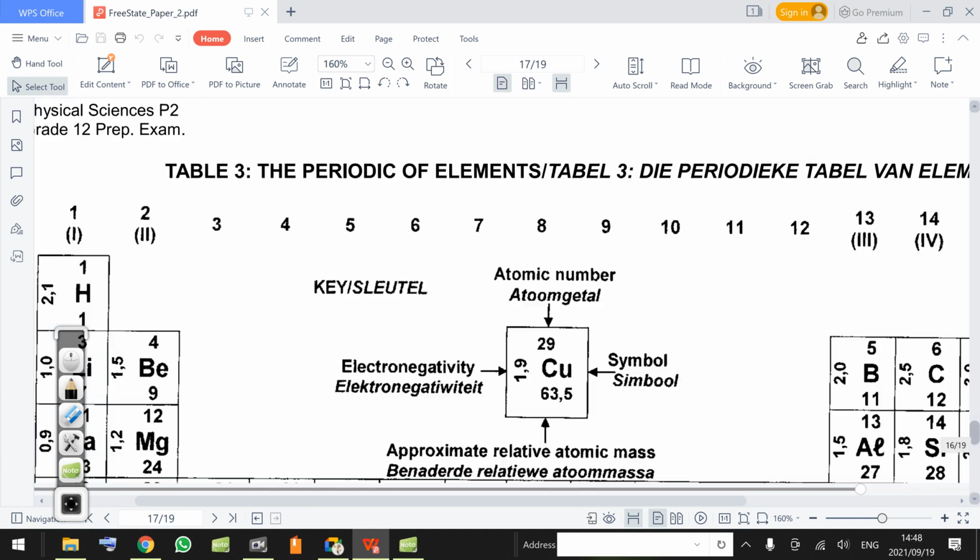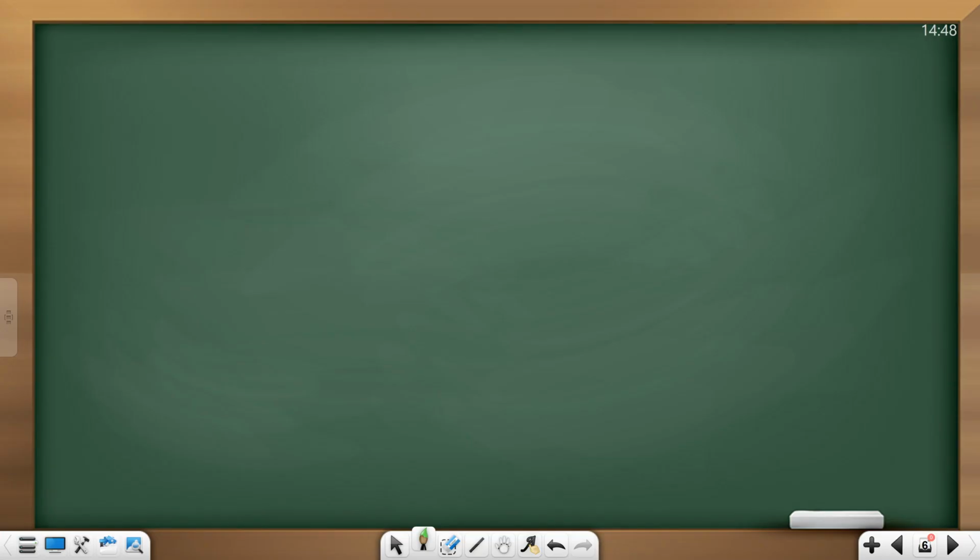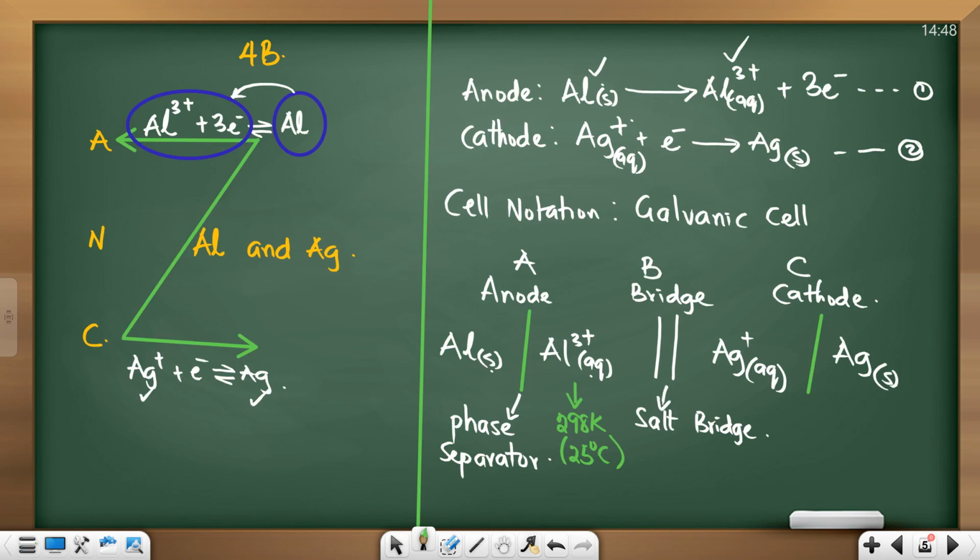All right, so that's your formula page. And that's what I'm talking about. 298 Kelvin. Yes, so you guys don't need to cram it. Just go to your formula page and copy. Okay, 298 Kelvin. That is number 1. Number 2, the second standard condition, is standard pressure.